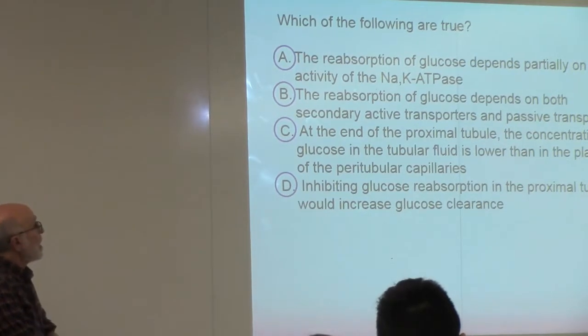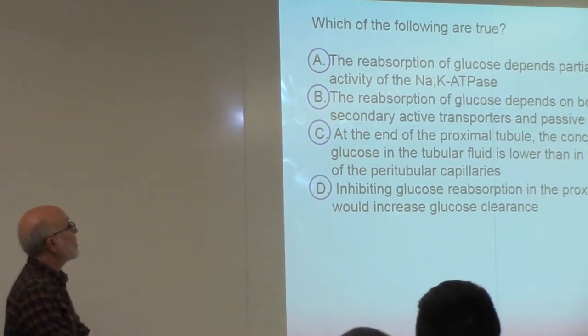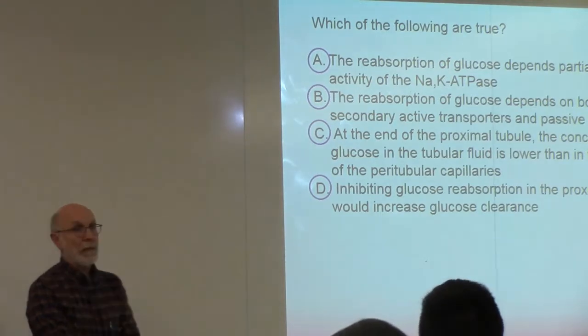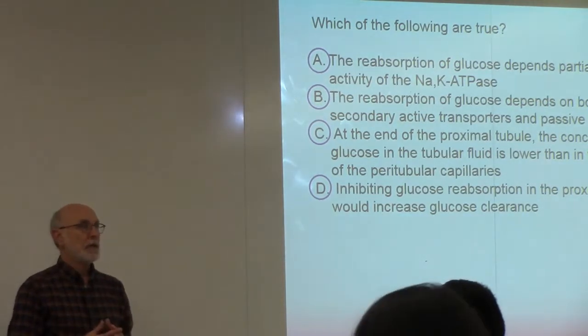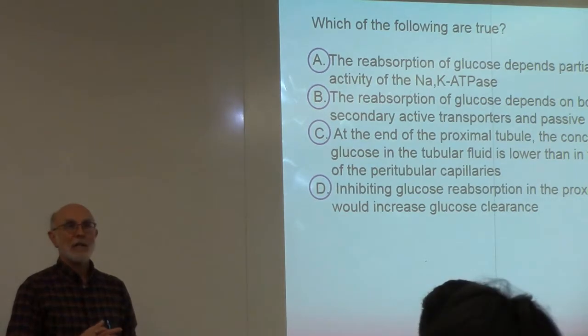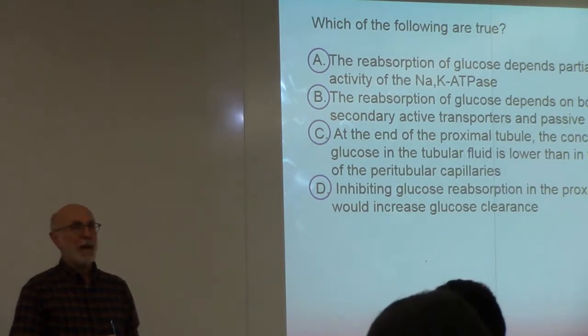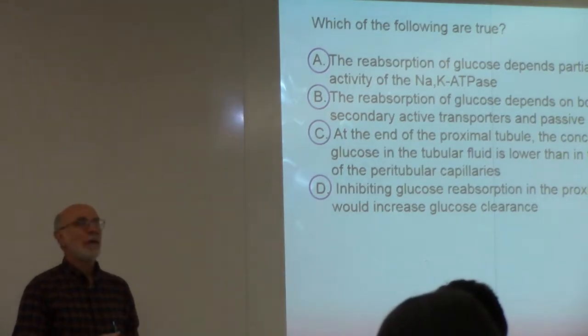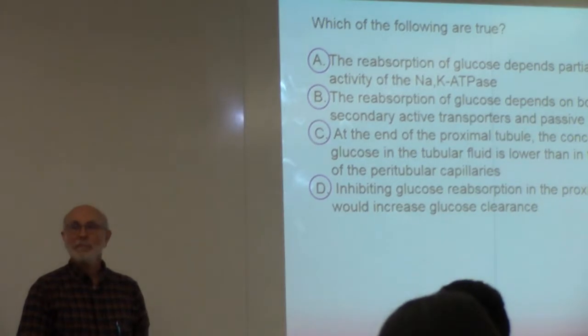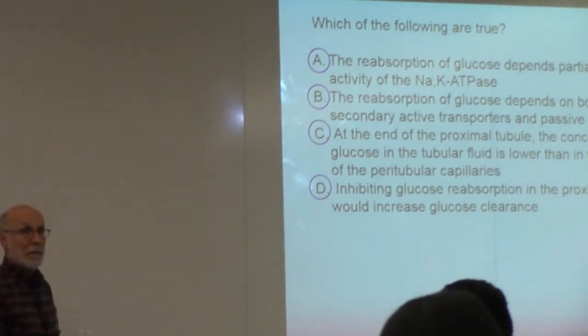At the end of the proximal tubule, the concentration of glucose in the tubular fluid is lower than in the plasma of peritubular capillaries. Well, this is a normal person. The concentration of glucose at the end of the proximal tubule is 0. It's impossible to be less than 0, so no matter how, yes, that's true. Make sense?